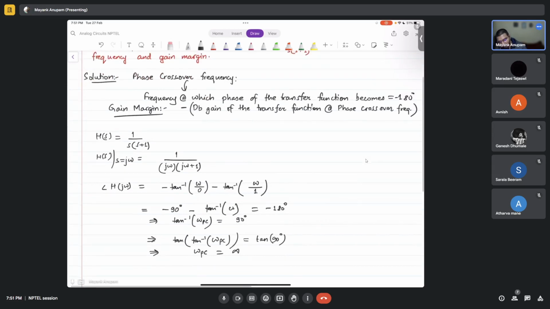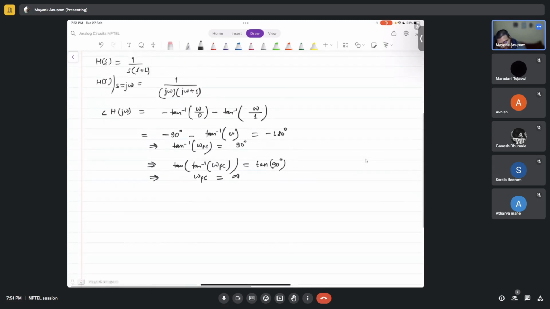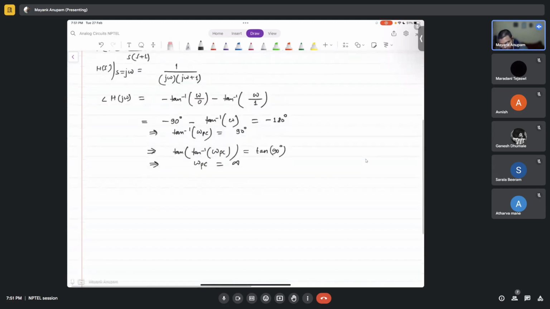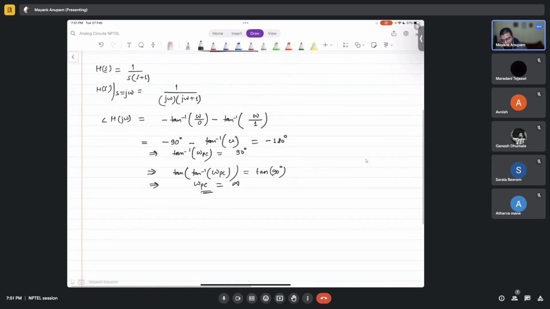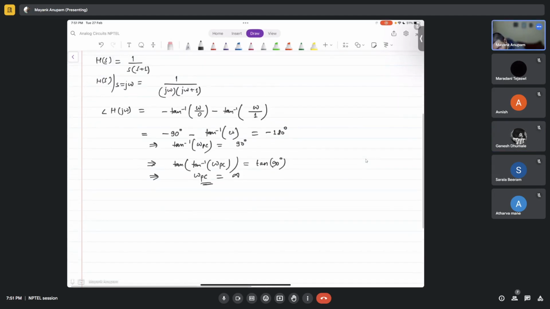All right. And what is the gain margin in this case? First, the gain margin is the negative of the dB gain of the transfer function at the phase crossover frequency. So what is the gain of the transfer function at this frequency, omega pc equal to infinity? What will be the gain here? 0. Yes. So the magnitude of H of j omega at omega equal to omega pc, which is equal to infinity, will be equal to 0, right?